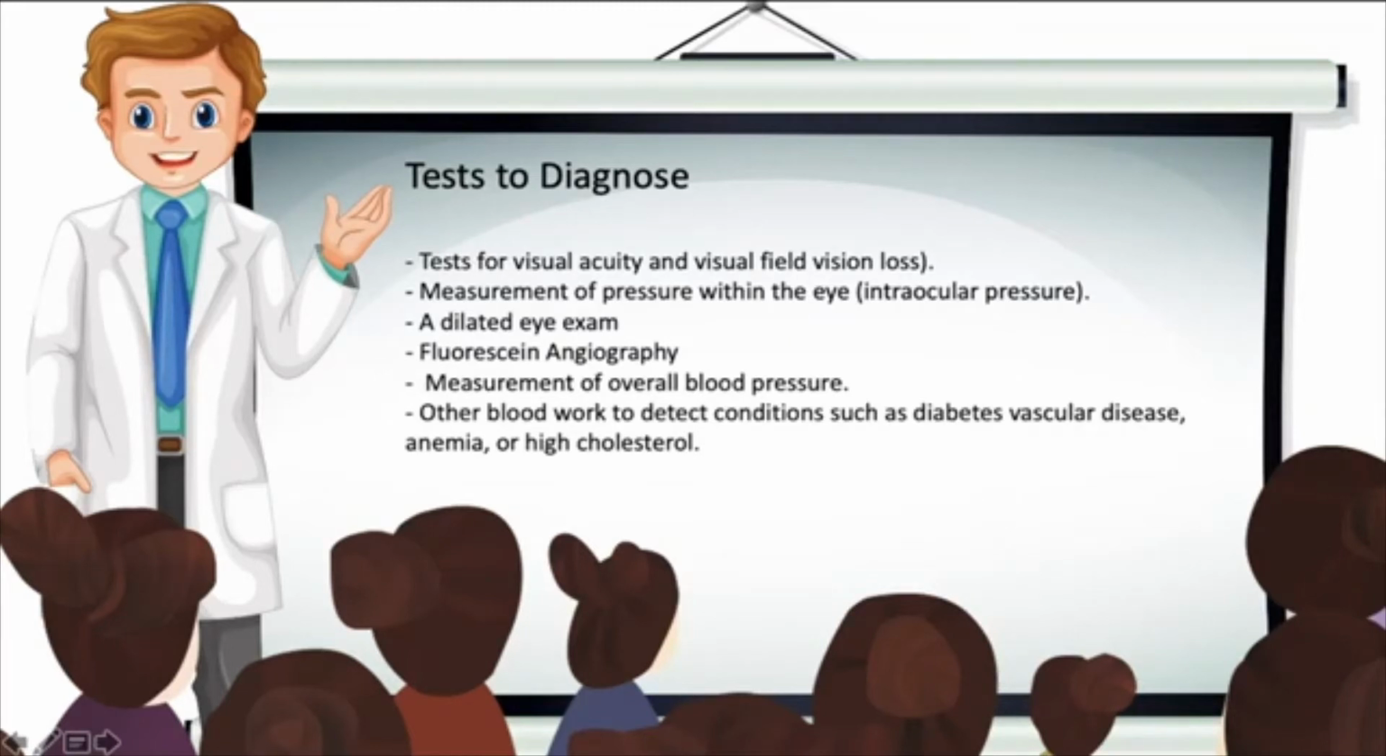Measurement of pressure within the eye or the intraocular pressure should also be checked. A dilated eye exam is done to detect any damage to the optic nerve. Fluorescein angiography is done by injecting dye into arteries to determine if there are any interruptions in the blood vessels. Measurement of overall blood pressure should also be checked. And lastly is other blood work to detect conditions such as diabetes, vascular disease, anemia, or high cholesterol, which are also considered risk factors.